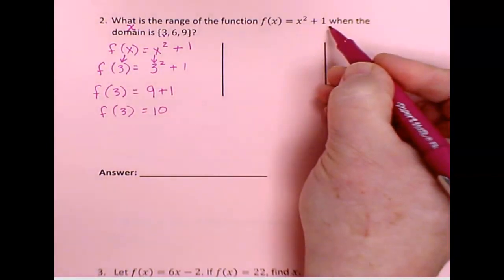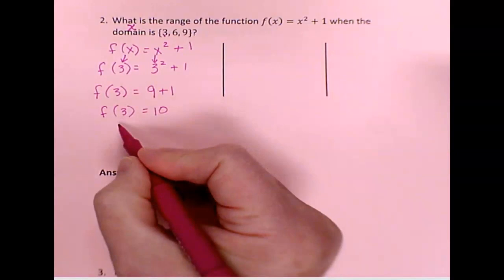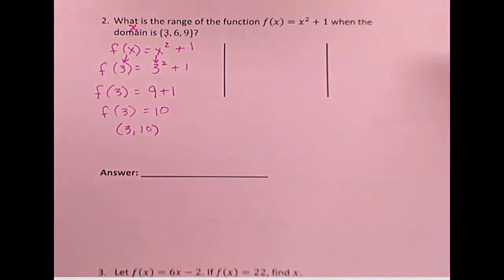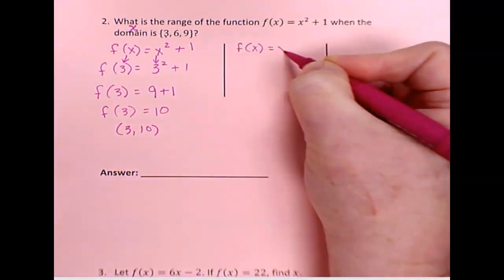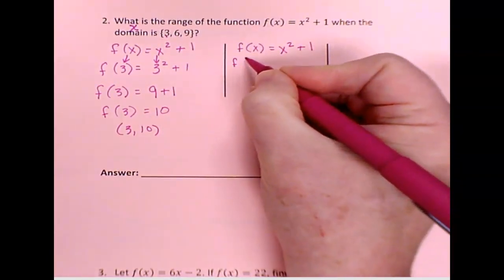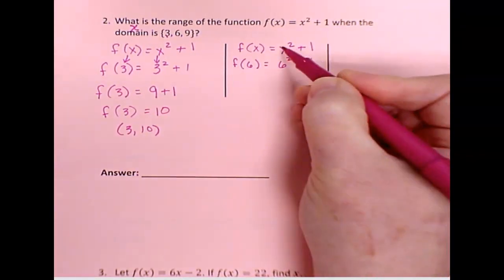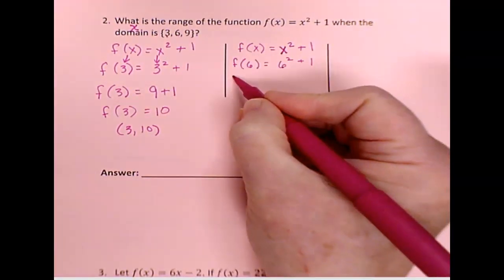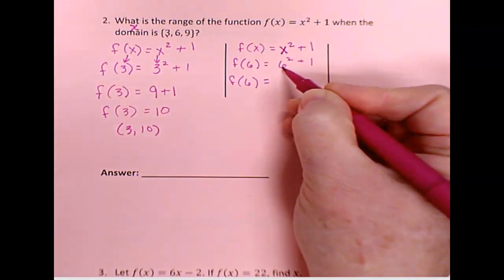That means if I graph this, this would not be a line this time. It would be a curve, but one of the points on that curve would be the point (3, 10). You start with the function rule, and now I'm going to input the 6. In place of the x, I put a 6 because that's what it said right there. 6 squared means 6 times 6.